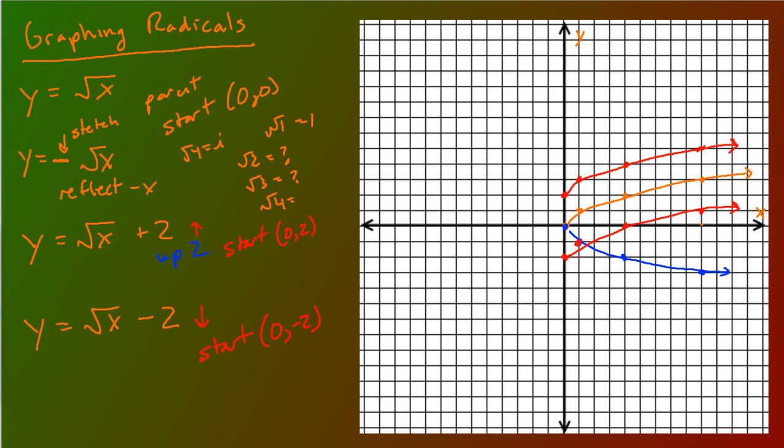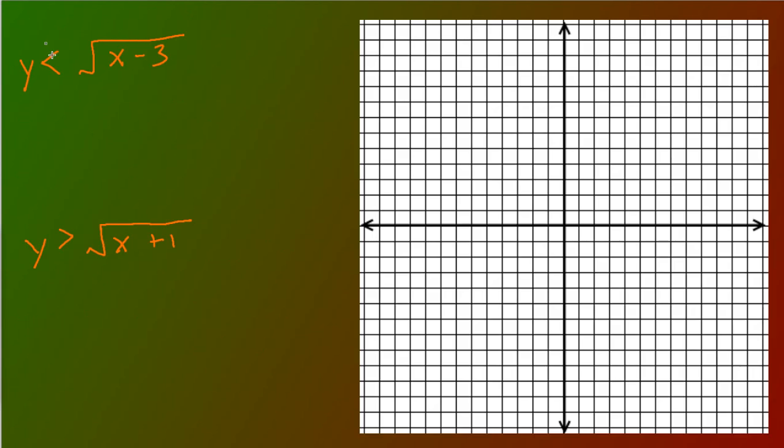Let's clean this up a little bit by going to a clean graph. Let's try these. Now, in this case, I have a less than, so I'm going to have some shading involved. So remember, if it is less, but not equal, I'm going to be dotted. So I have a dotted line right here, and I'm going to shade below.